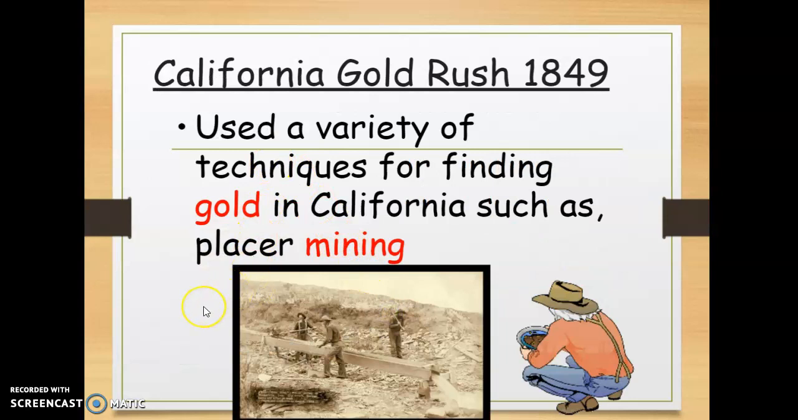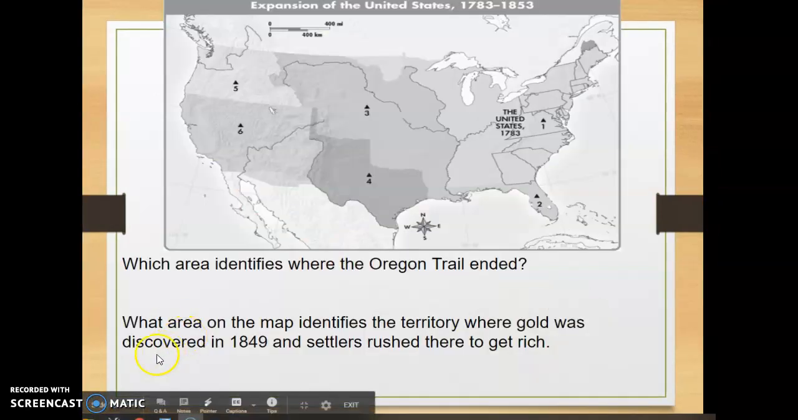And other things that brought a lot of people out west was the California Gold Rush, 1849, which used a variety of techniques for finding gold in California, such as placer mining. All right, on this page, you'll simply pause the video and see if you can answer these two questions below.